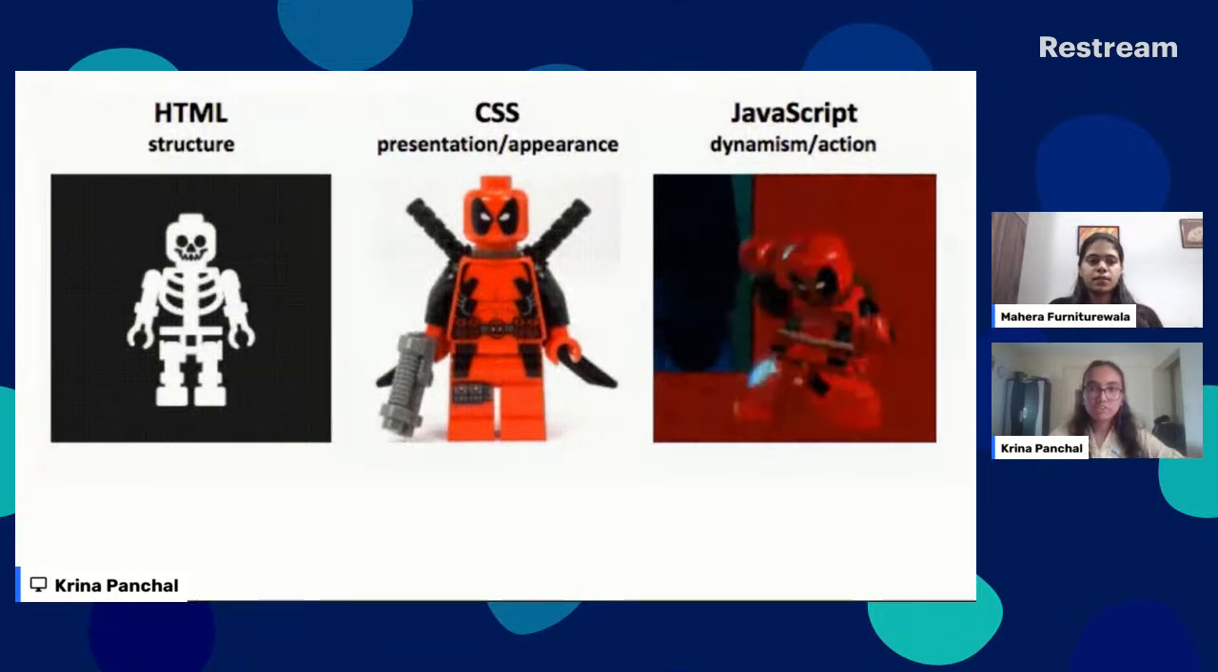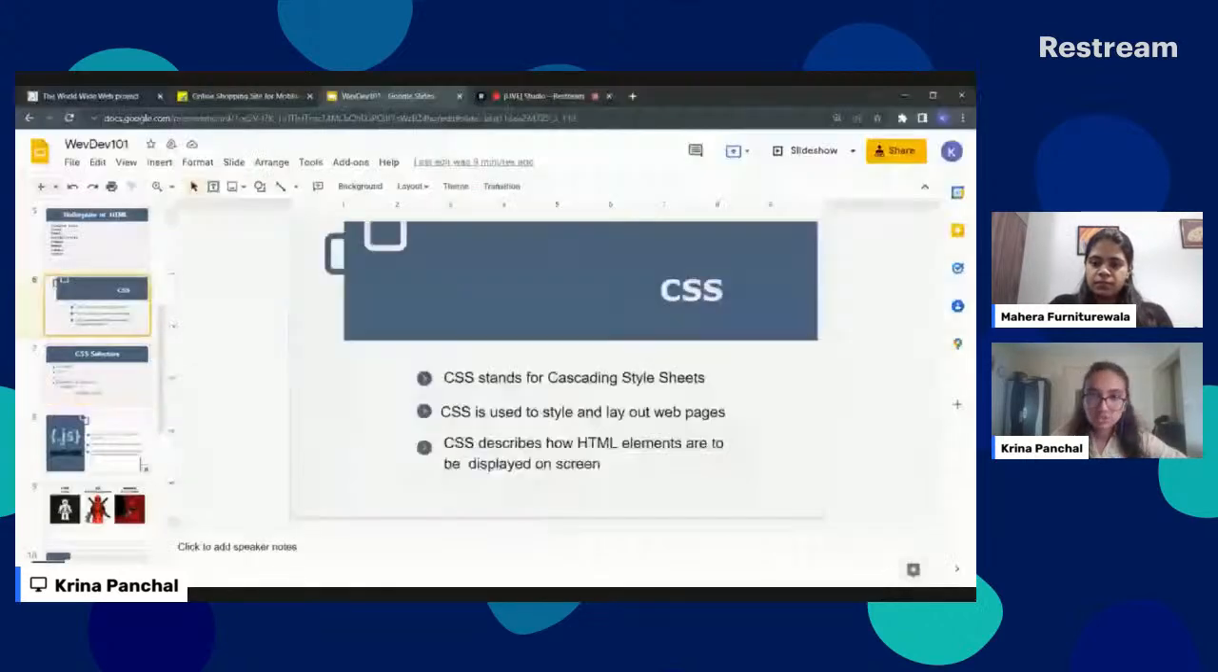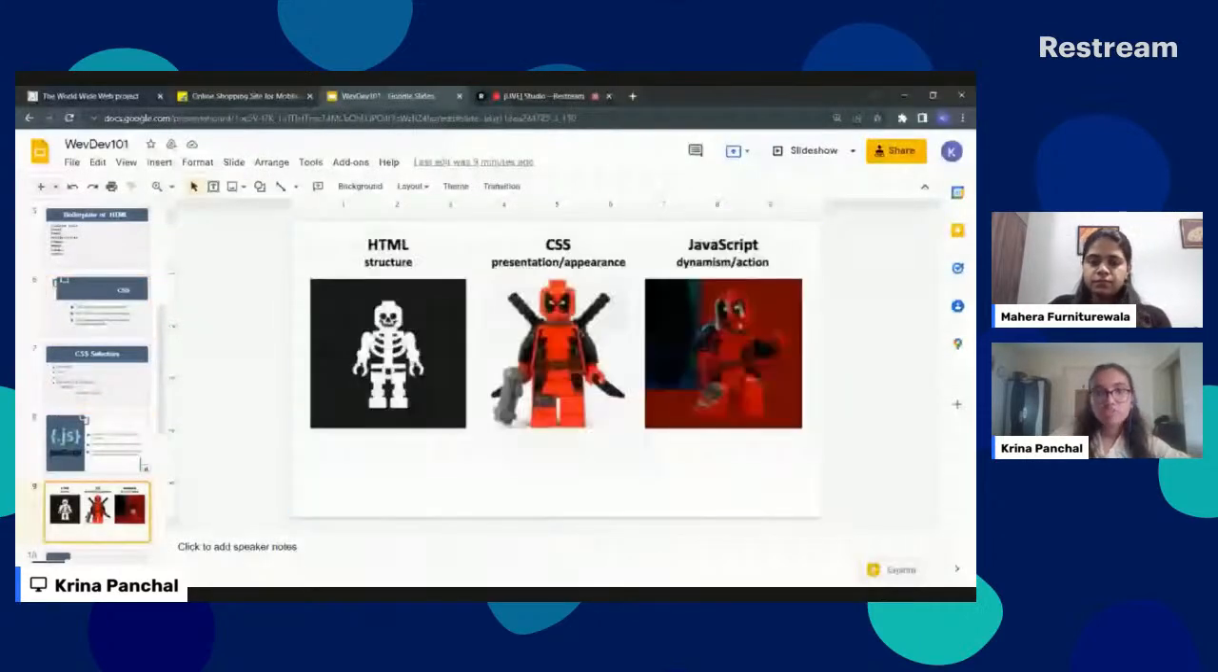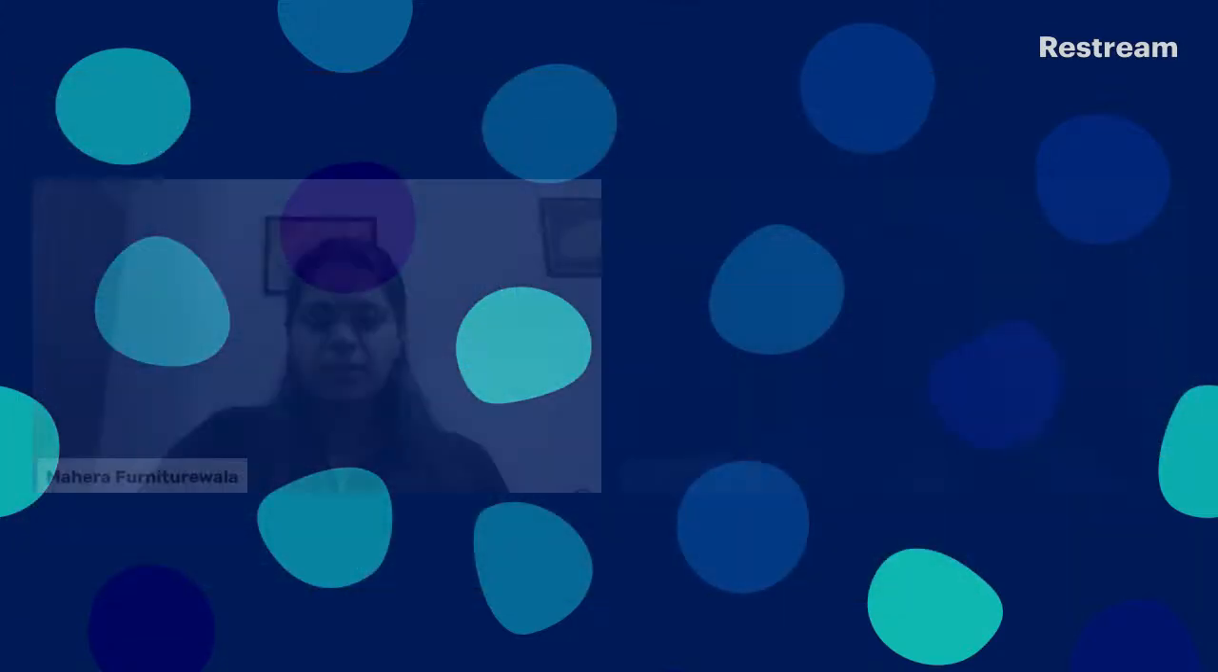So now we will start with our simple to-do list project. This was just a basic idea about HTML, CSS, and JavaScript. Now, as and when we proceed, you will get a better understanding of how to go about the front end part. So we will use HTML, CSS, and JavaScript and make a to-do list. Now Mahira will show you how to do it.